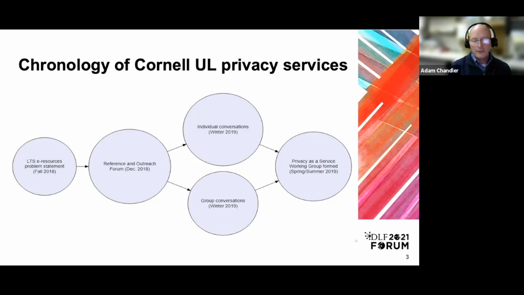So in the fall of 2018, some of us wrote a problem statement around this problem of licensing and oversharing of information with vendors. And that ended up creating some discussions, which led to a working group that was formed and that met in 2019.